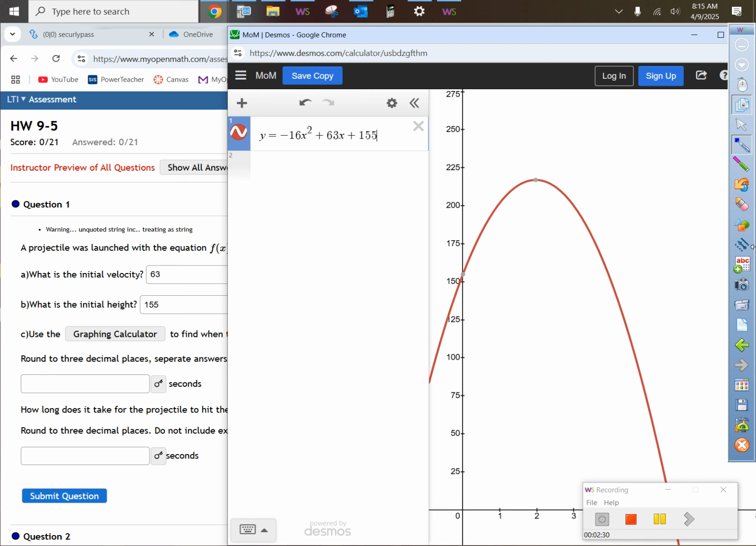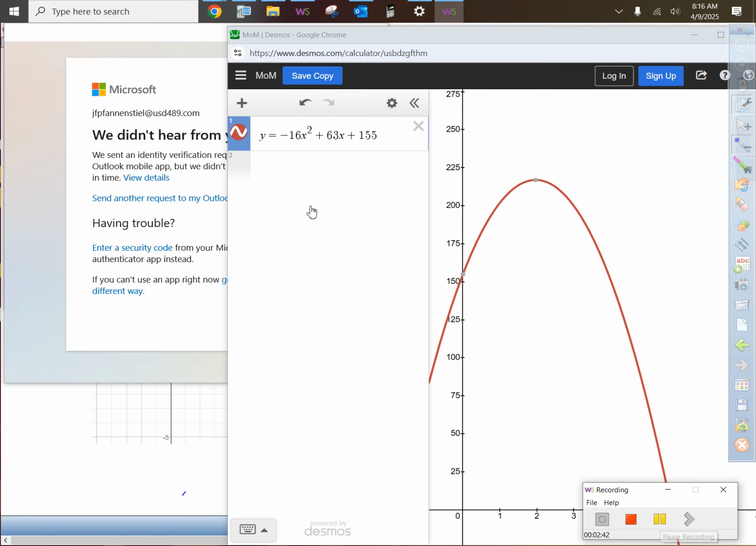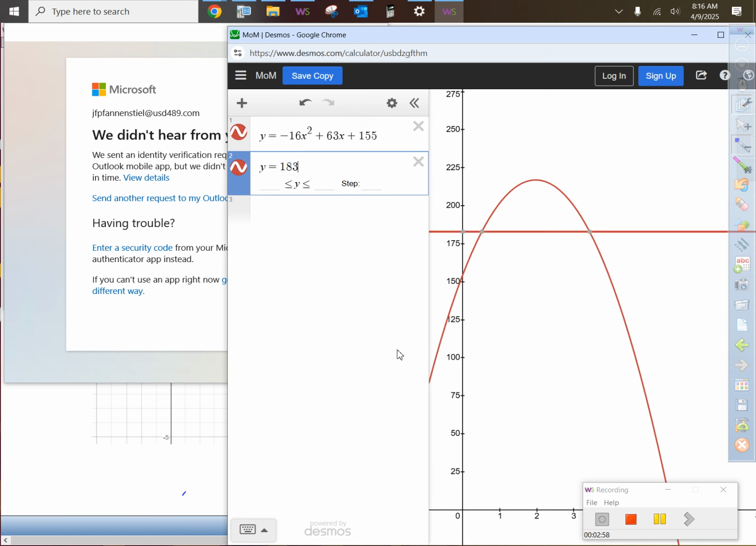Then they ask us another question here. You can keep going back and forth between the question and the graph. They say, use the graphing calculator to find when the projectile is 183 feet high. So if it's 183 feet high, we're going to type in a second equation right here. Isn't y the height of this guy, and x is the time in seconds? Remember all that stuff? So we're just going to do y equals, did it say 183 feet? Can you confirm that for me? 183. And it should have graphed a horizontal line.